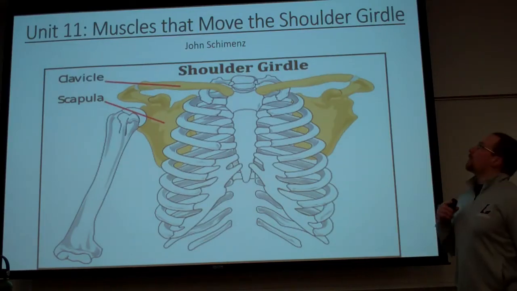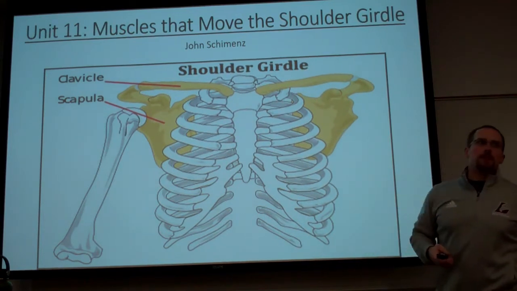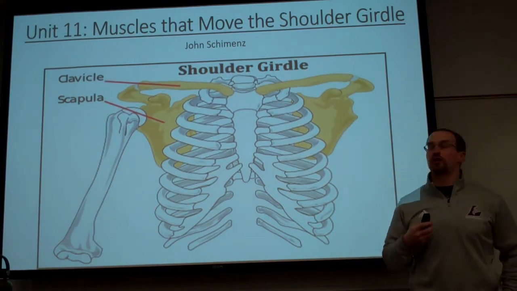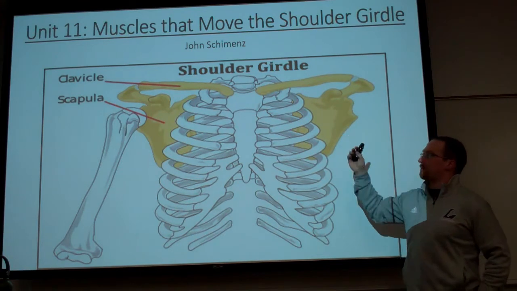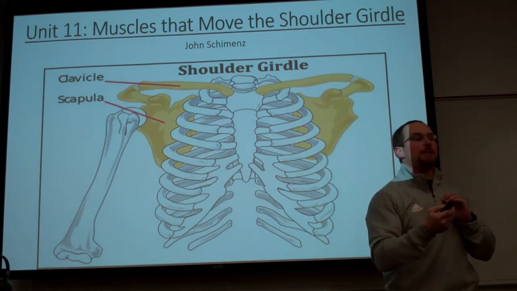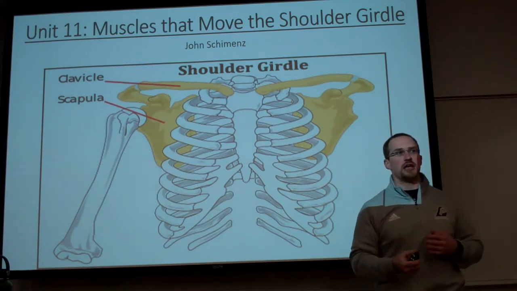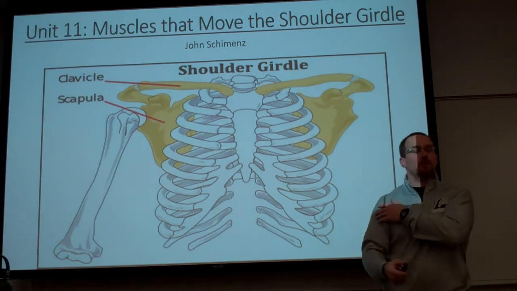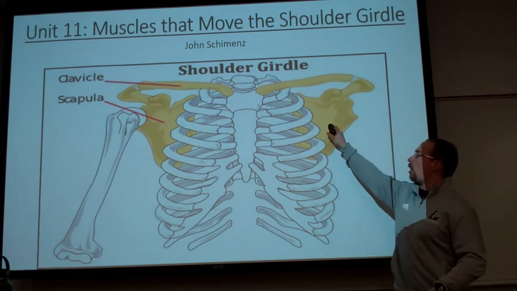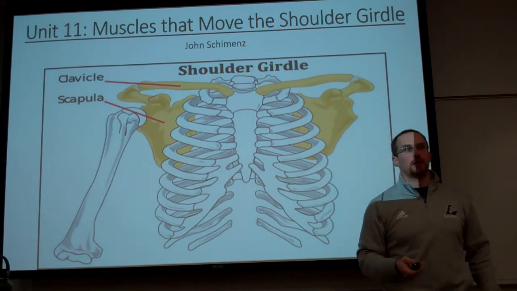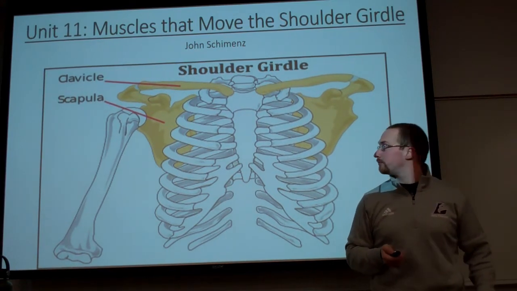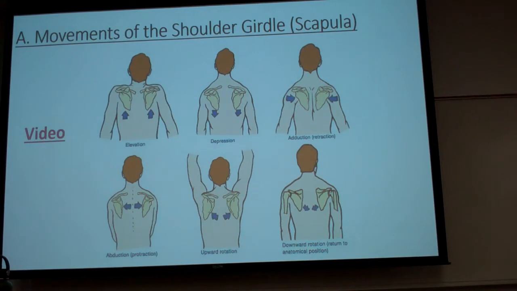So let's start here. Muscles that move the shoulder girdle. Remember, shoulder girdle, we're talking specifically about the scapula. Okay? How does the scapula move? The shoulder joint, which we'll talk about in the next section, that's how your humerus moves. But in this section here, we'll get all the muscles that move the scapula, your shoulder blades. These pictures here are going to show those 6 different actions.